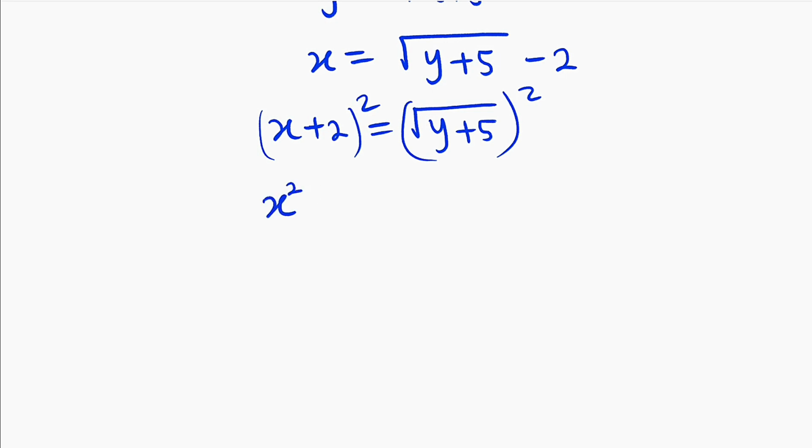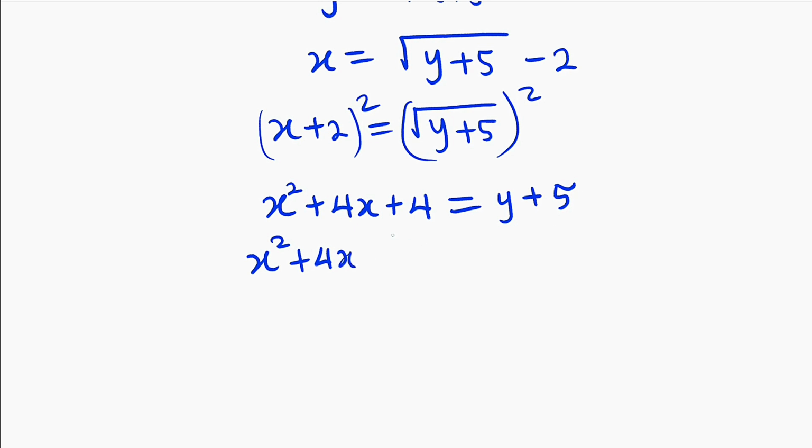2 times x times 2 is 4x, then the last term squared is equal to 4. Then to the right hand side we have only y plus 5. Now we can subtract 5 from both sides, so we have x squared plus 4x. Then if 5 crosses over, it becomes negative. We have 4 minus 5, which is negative 1. This is equal to y. And we can write y as x squared plus 4x minus 1.